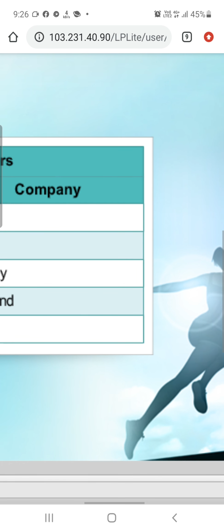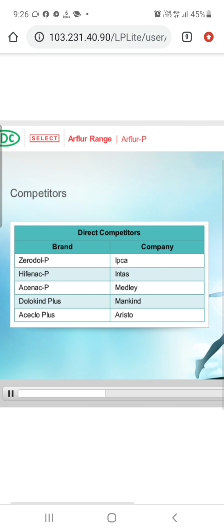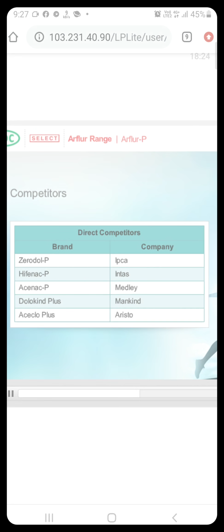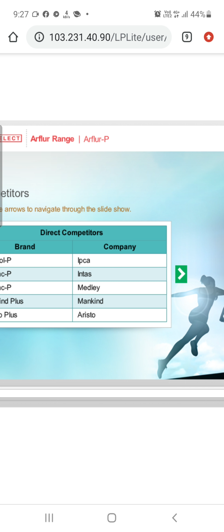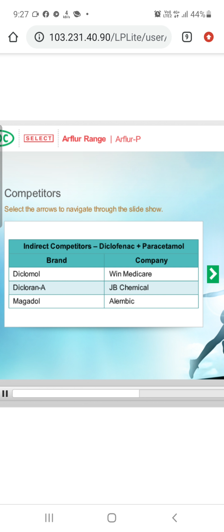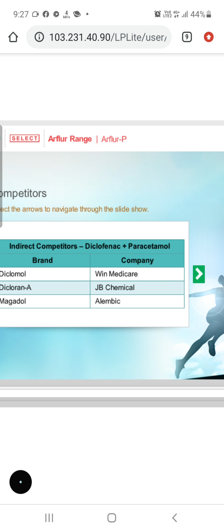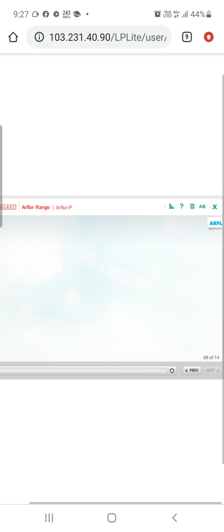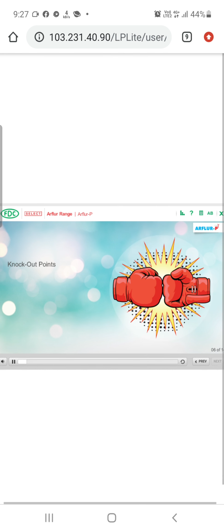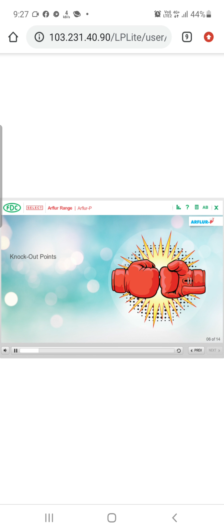Here are the direct and indirect competitors of Arflur P. Select the arrows to navigate through the slideshow. Let's look at the knockout points of Arflur P.